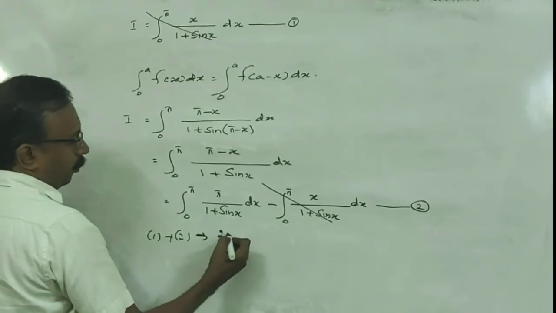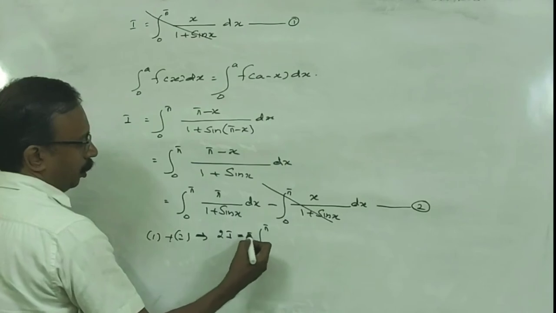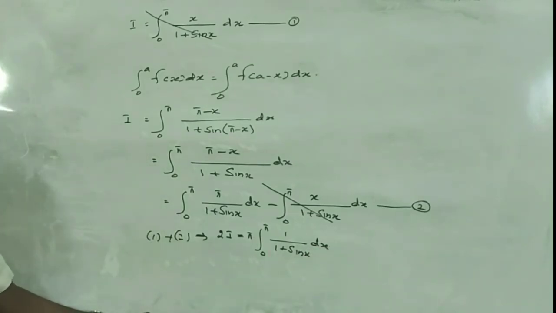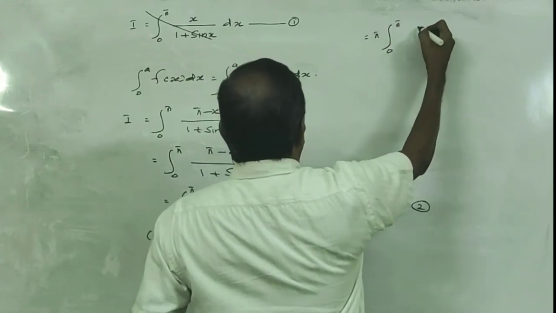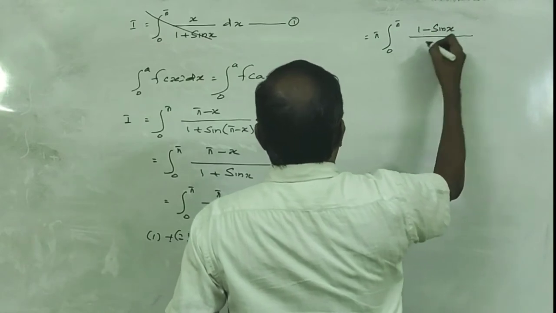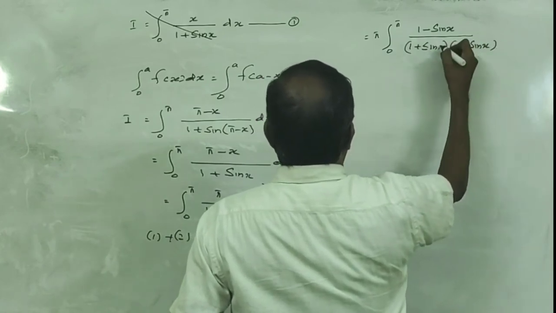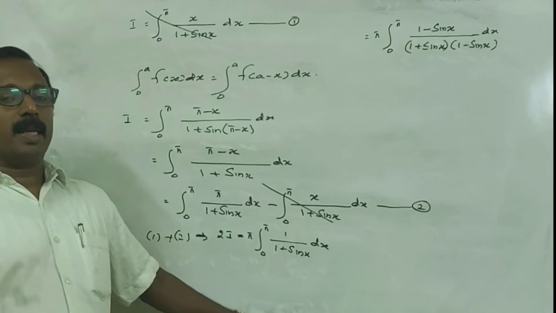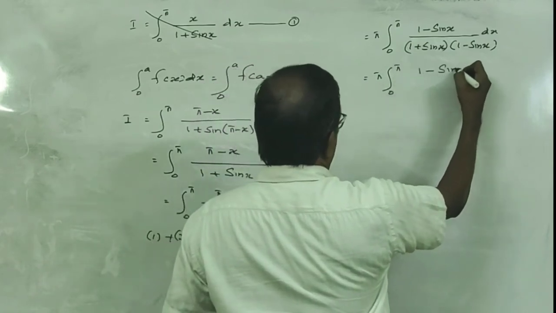Now 2I is equal to integral 0 to pi, and pi can be taken outside, pi into 1 by 1 plus sin x. How to find the integral value of 1 by 1 plus sin x? Multiply both numerator and denominator by the conjugate of the denominator. So here it becomes pi into integral 0 to pi of 1 minus sin x by 1 plus sin x into 1 minus sin x. Now the denominator becomes a plus b into a minus b, a square minus b square, 1 square minus sin square x, which is cos square x. That is pi into integral 0 to pi of 1 minus sin x by cos square x.